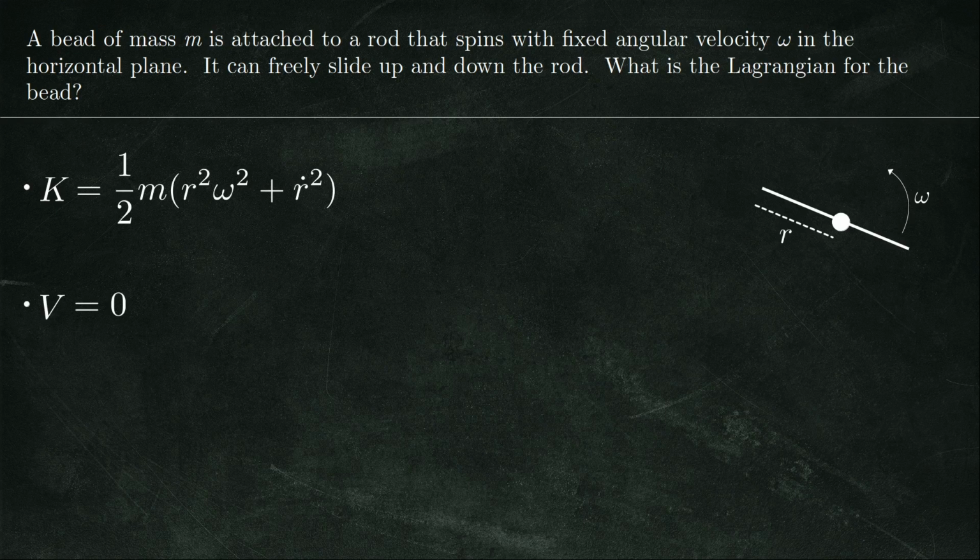And the potential energy is 0. You're in the horizontal plane. You could maybe rotate this and see what would happen if you had it in a vertical plane, and then our potential energy would include gravity. And that might be a different problem to do. So then the Lagrangian is just the kinetic energy.